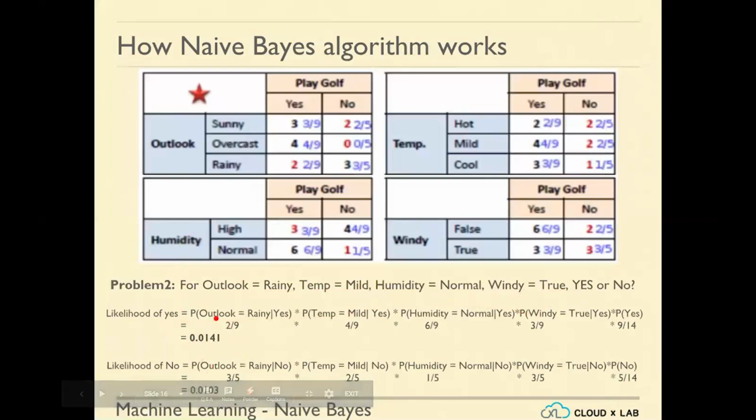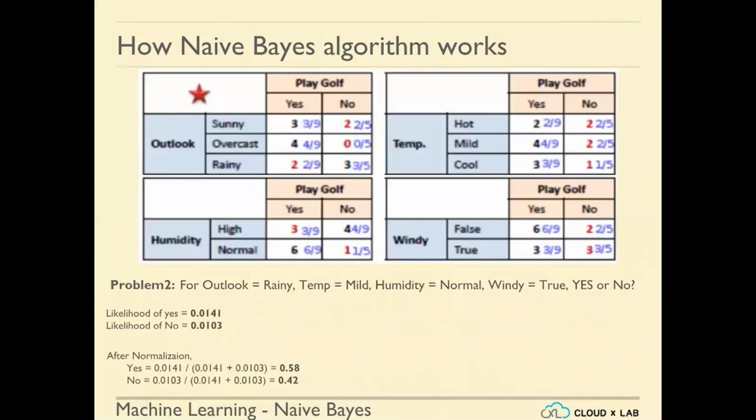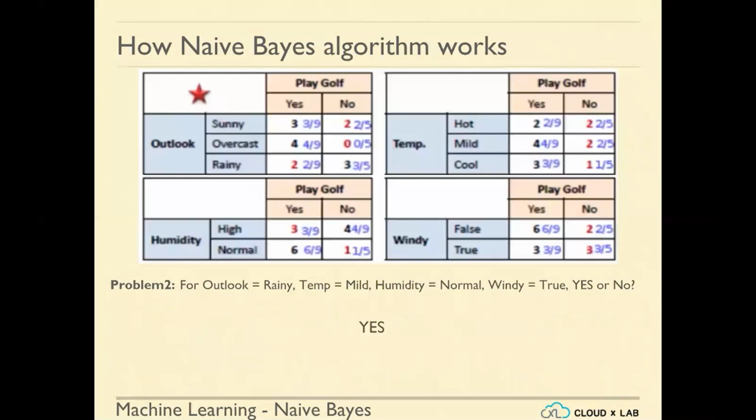Likelihood of no is 0.0103. So still, the likelihood of yes is greater than no, and hence the game will be played. So that's the probability of the two instances. So the answer is that the chances are that the game will be played given these circumstances.